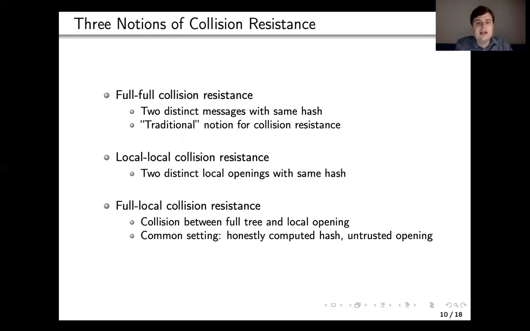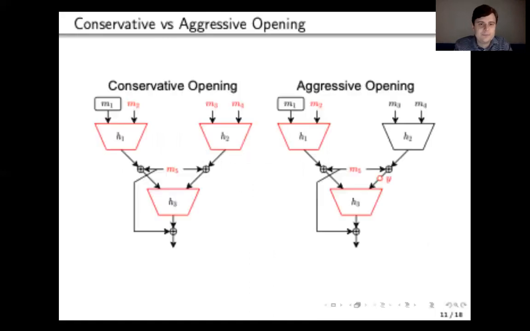We introduced this notion to show, well, I want to find a collision between a full tree and a local opening. And this is actually in practice a common setting, but not universal, where you have an honestly computed hash value and an untrusted opening, and you're interested in seeing what the collision resistance is between such an honestly computed hash and this local, untrusted opening that is provided.